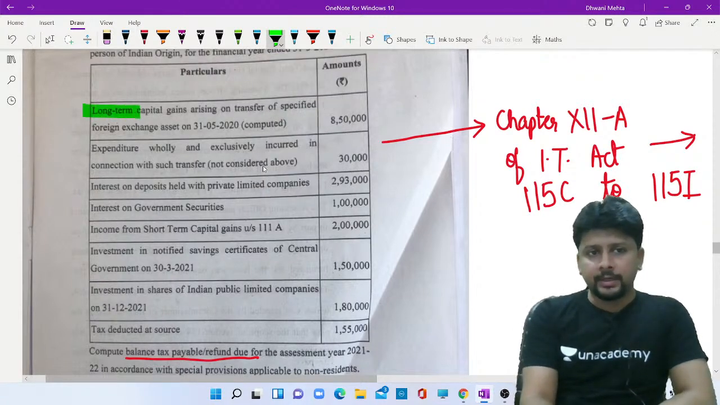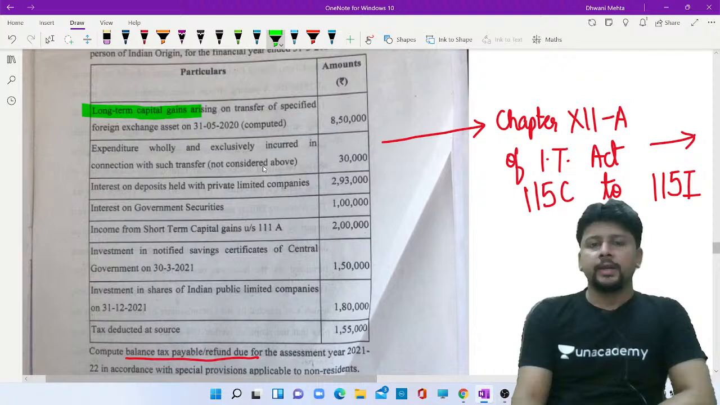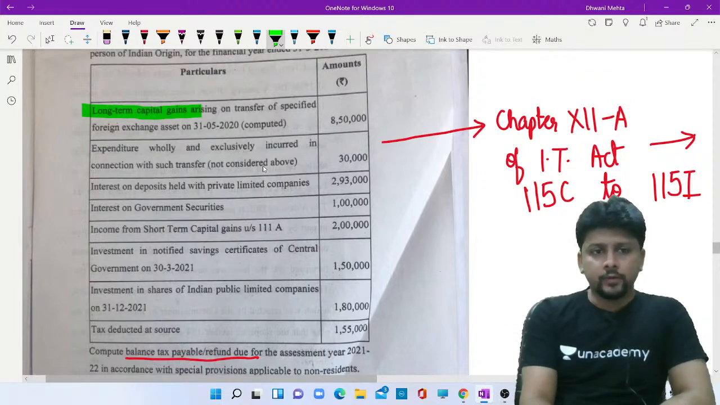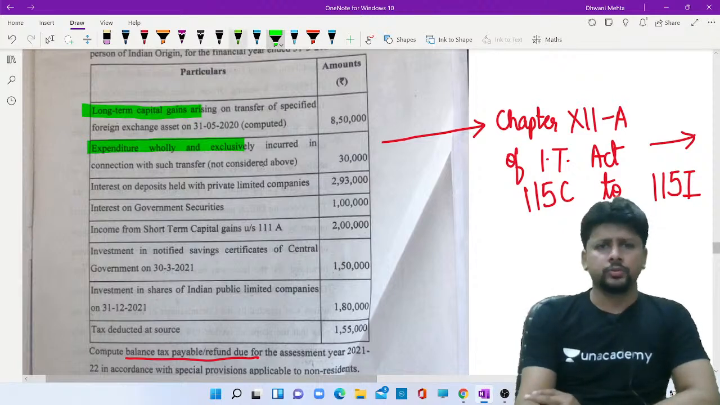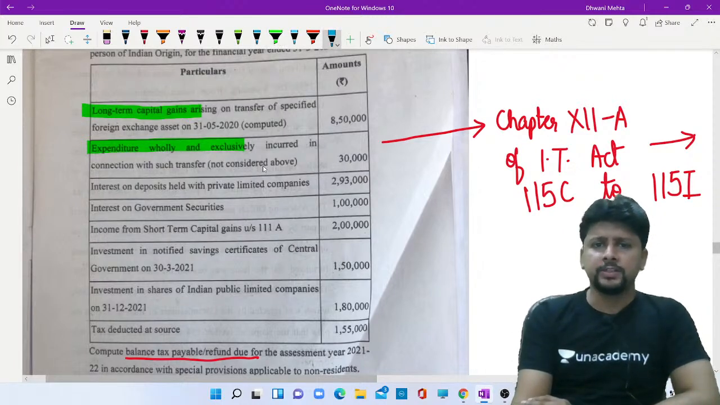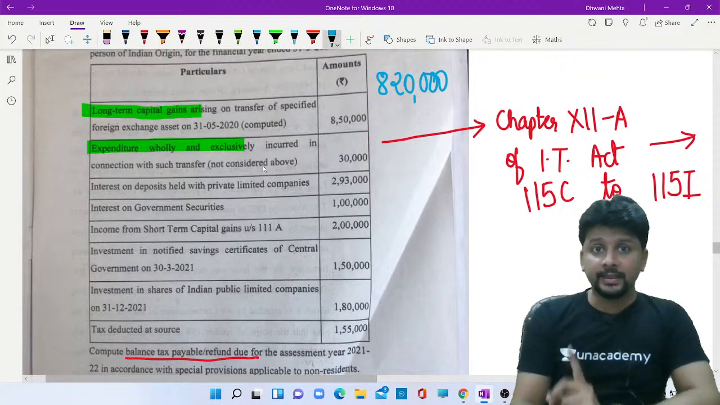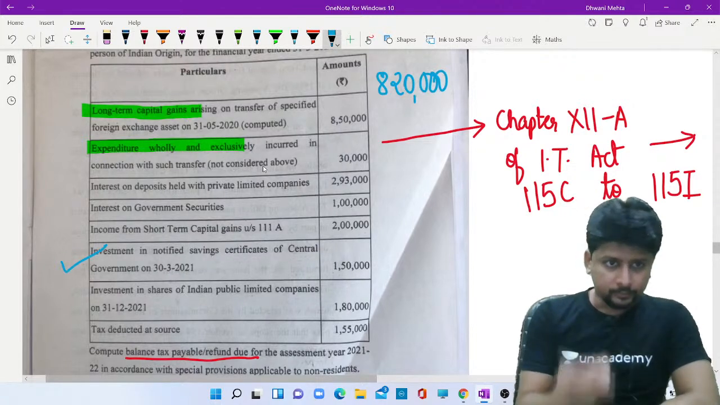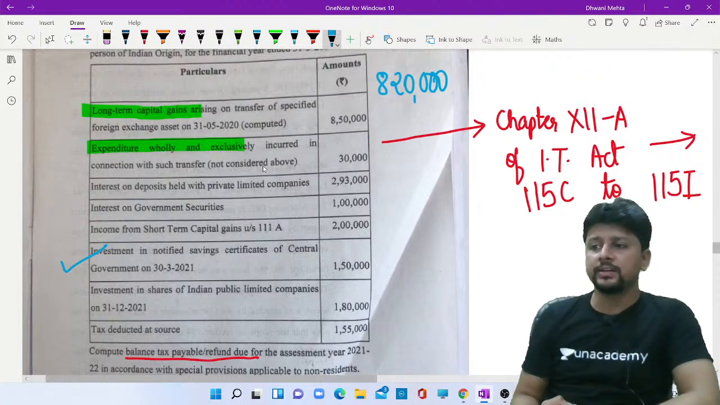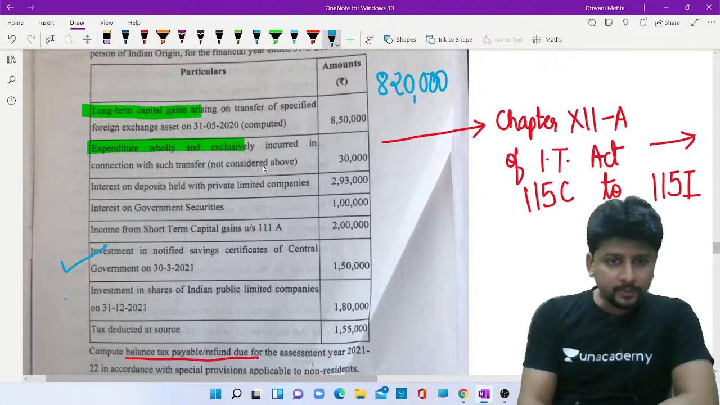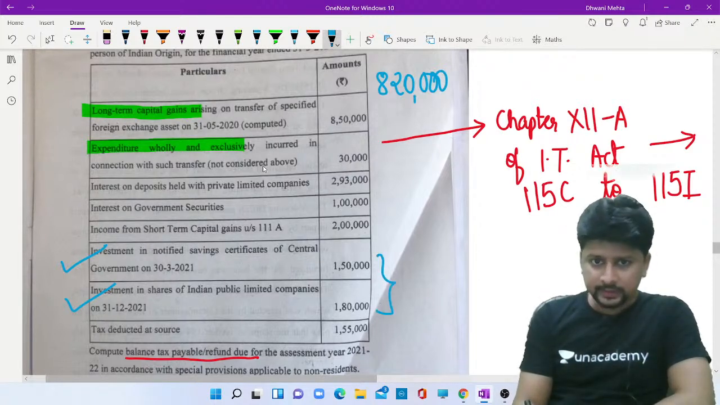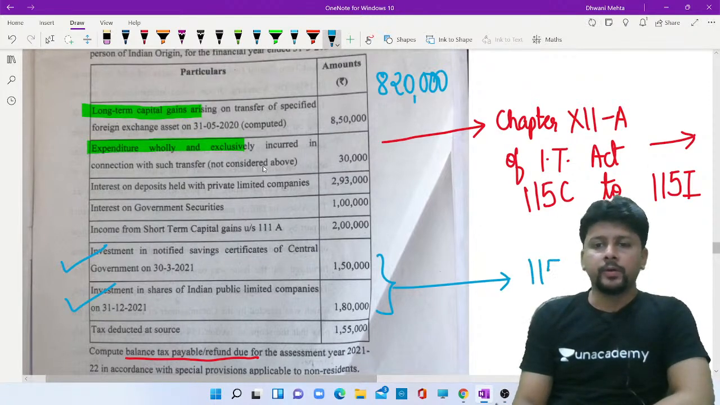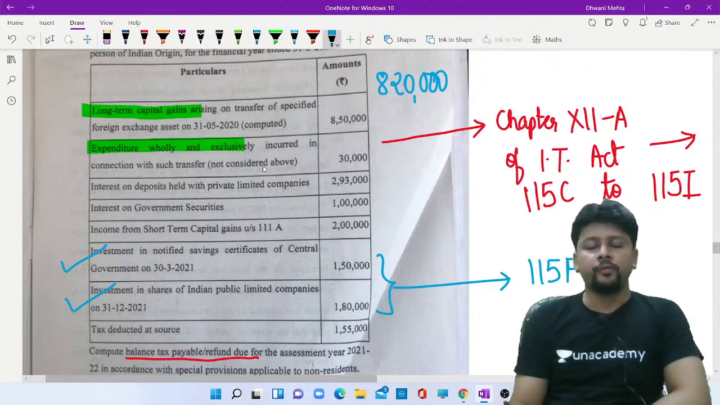They said long-term capital gain 8,50,000. They gave you expenditure related to the transfer, which was not considered in the above calculation. So fair enough. A student would say, okay, that means my long-term capital gain is 8,20,000. Then the question gives you information: investment made in notified savings certificate, investment made in shares of Indian public limited companies. Both these investments will give you an exemption under section 115F.